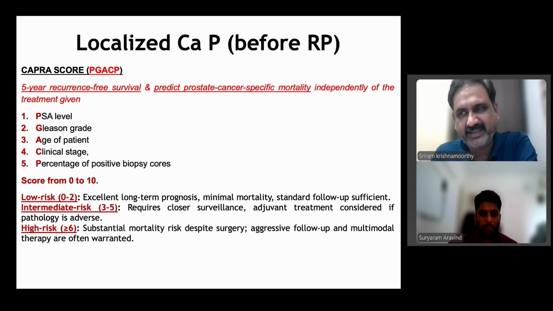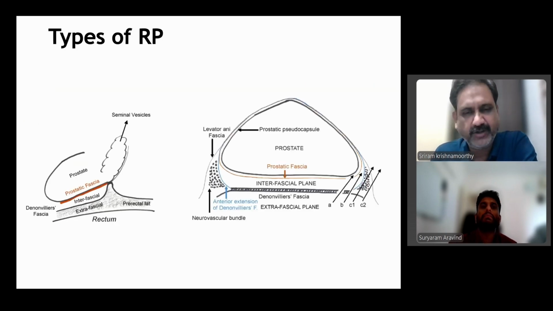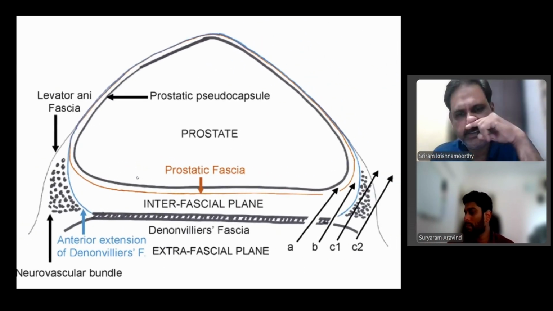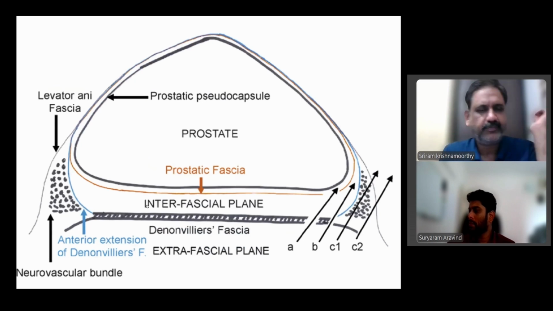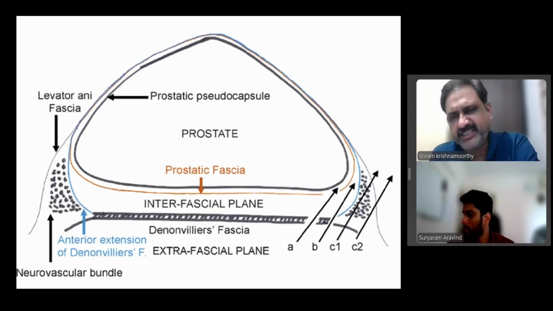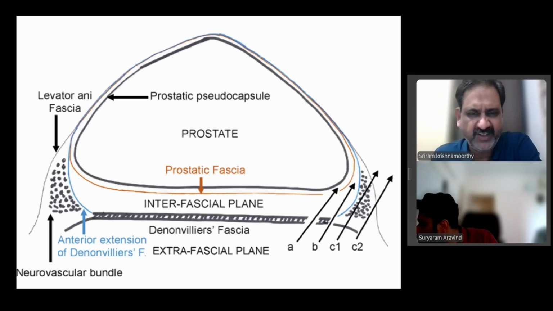Type means whether it is intrafascial. Next slide. Can you zoom the one on the right a little more? Good. There are 3 types: one is intrafascial, one is interfascial, and a third one is extrafascial. What do we mean by intra, inter and extrafascial? It is in relation to 2 fascia: one is the prostatic fascia, and one is the Denonvilliers fascia.